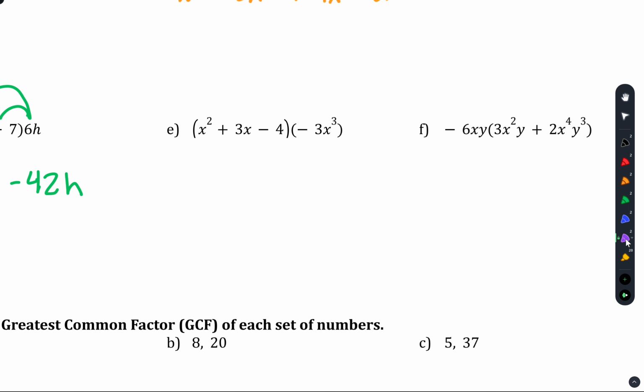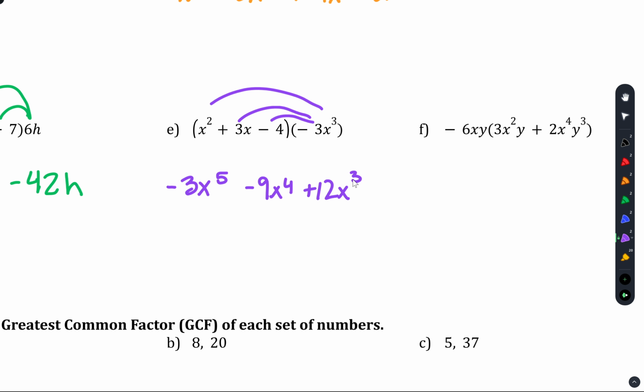Anybody got it? Branson, turn around. Jaden. Plus 12x to the third, but yes. Perfect. Okay, the last one.